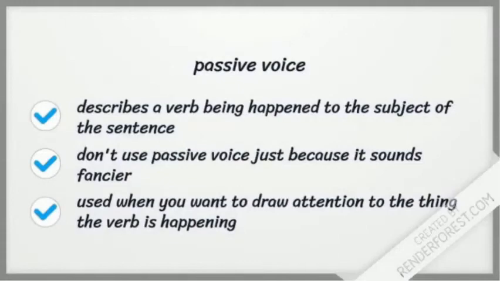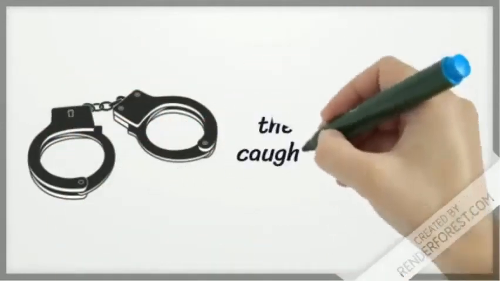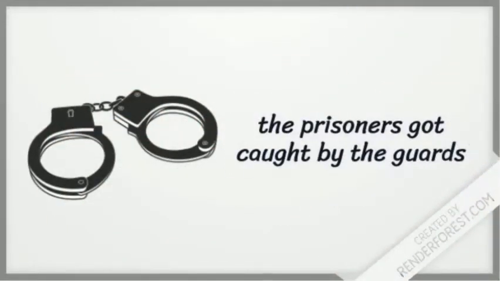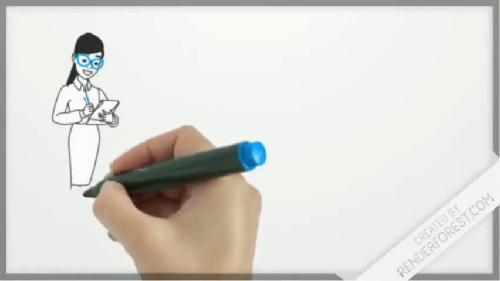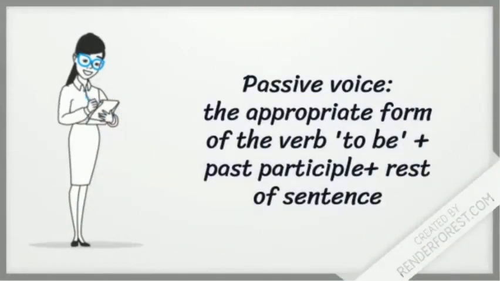Now, don't use passive voice just because it sounds fancier. It makes the sentence long and sometimes a bit more complicated. You use it when you want to draw attention to a certain subject in the sentence. For example, the prisoners got caught by the guards. If you want the prisoners to be the main focus of your sentence and not the guards, you would write it in a passive voice sentence.